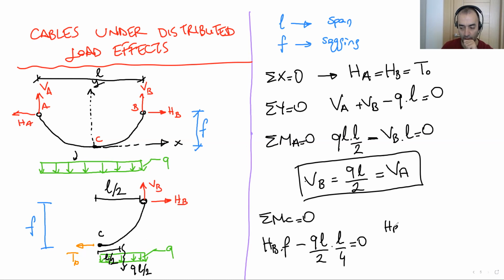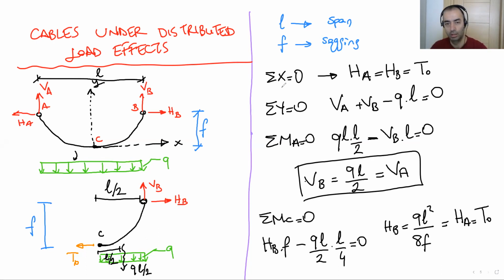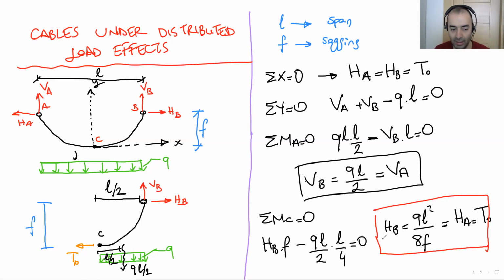Here we get HB equals QL squared over 8F, HA equals T0. This is an important equation you have to know. You can see here T0 at the bottom, so there is no change in the horizontal loads in the system. So T0 is the minimum tension on the cable.